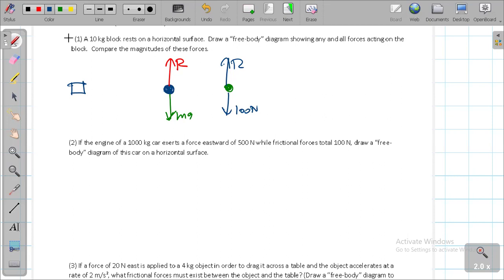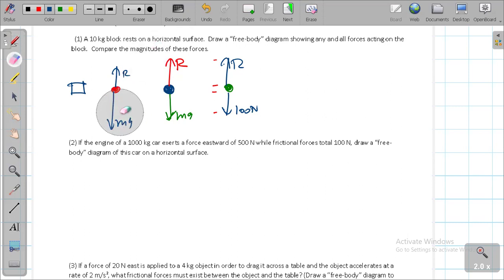One thing should be clearly similar: the length of the reaction should be equal to mg, or 100 Newton. Why? These two are in a balanced condition. In a balanced condition, the downward force should equal the upward force. If you have drawn mg like this and R like this, you will not be granted marks. That is for something like a falling object under some friction, but this is not a falling object, it is at rest.